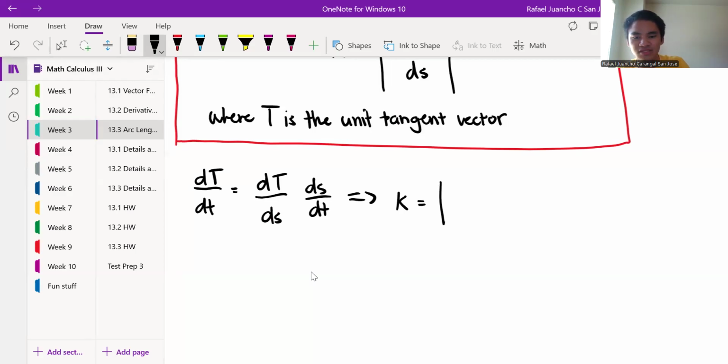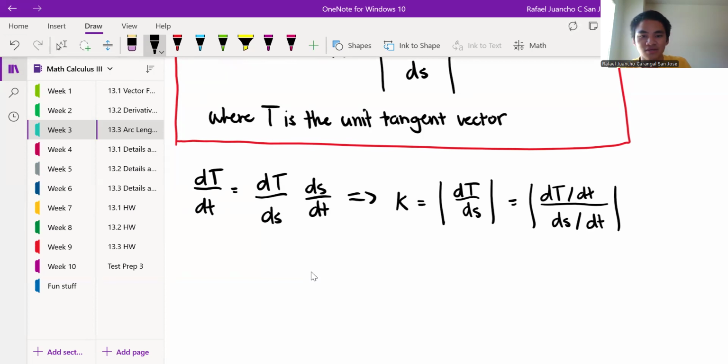Don't know why they denote it as k when curvature starts with c. So this is the initial formula, the derivative of T with respect to s. Well, we can just say it's the derivative of T with respect to t over the derivative of the arc length function.